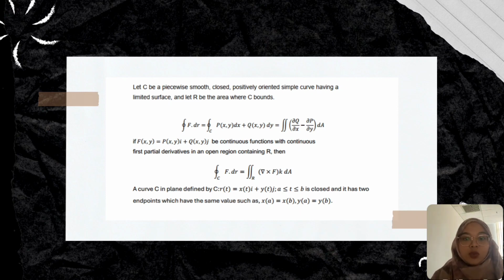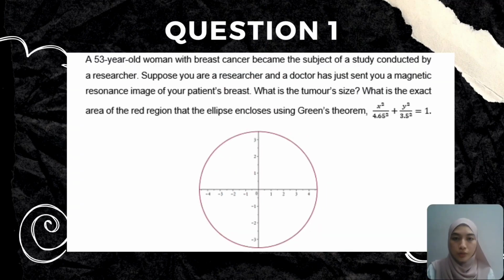For question number 1, a 53 year old woman with breast cancer became the subject of a study conducted by a researcher. Suppose you are a researcher and a doctor has just sent you a magnetic resonance image of your patient's breast. What is the tumor size? What is the exact area of the red region that the ellipse encloses using Green's theorem, given by x squared over 4.65 squared plus y squared over 3.5 squared equal to 1?